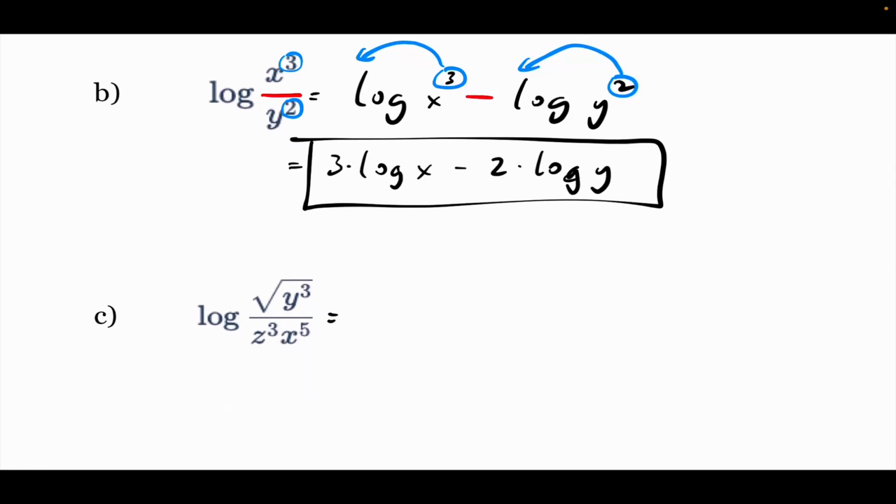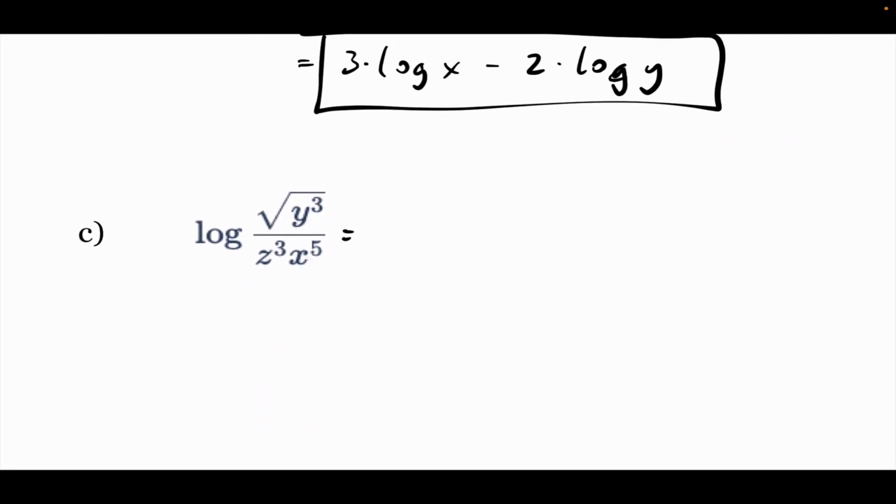Letter C. What's different about letter C that A and B didn't have? Square root has a root. And there's 3 terms, right? There's 3 guys. I have a y, an x, and a z. Okay? Well, we're expanding. So the first thing I'm going to do is I'm going to split them up using division. Okay? So that means I'm going to give them each a log and put a subtraction in the middle. So I have a log of the top minus a log of the bottom.